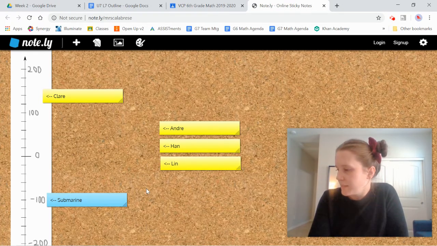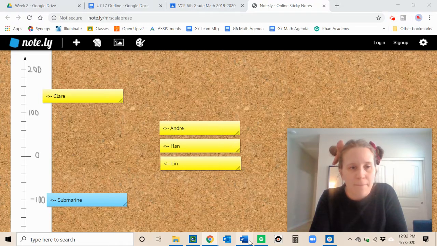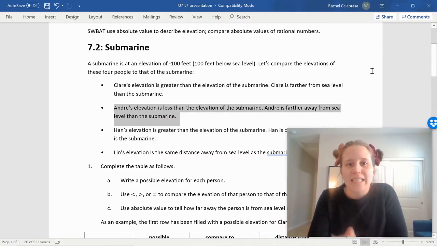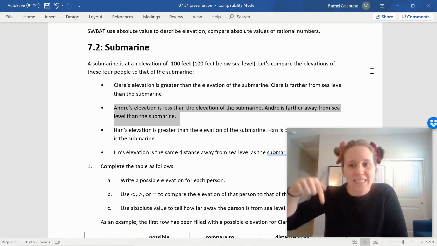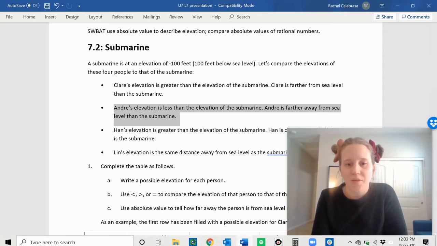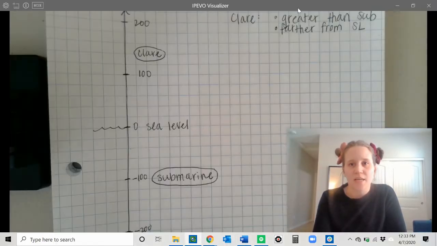All right, let's talk about my great friend Andre. Andre's elevation is less than the elevation of the submarine. Andre is farther away from sea level than the submarine. I'm going to read it one more time. Andre's elevation is less than the elevation of the submarine. Andre is farther away from sea level than the submarine. Okay, so let's just jot those two things on our paper.